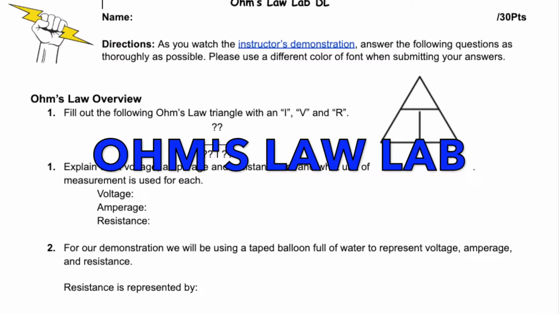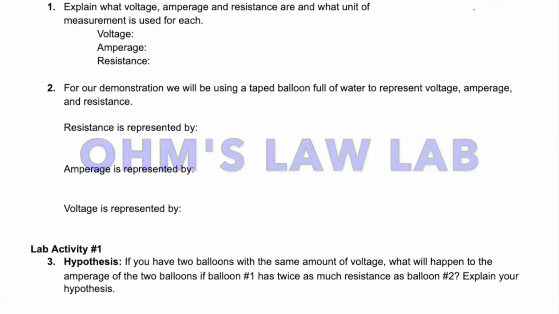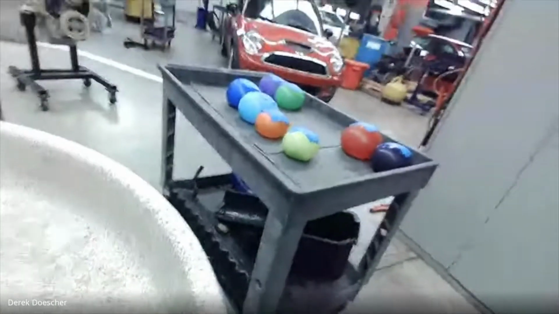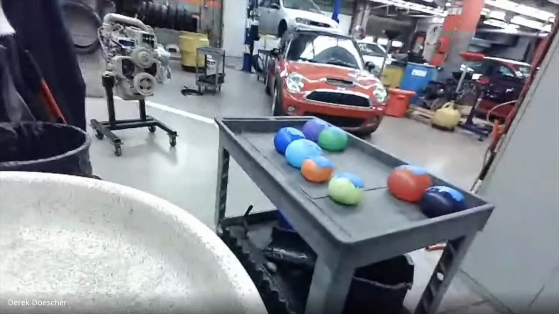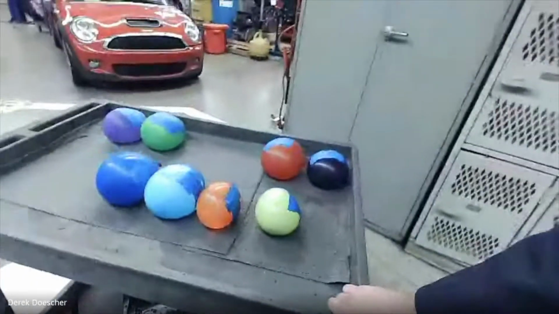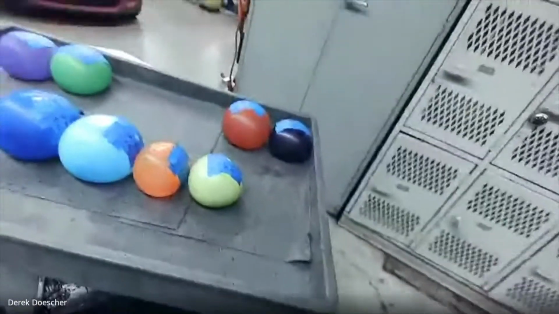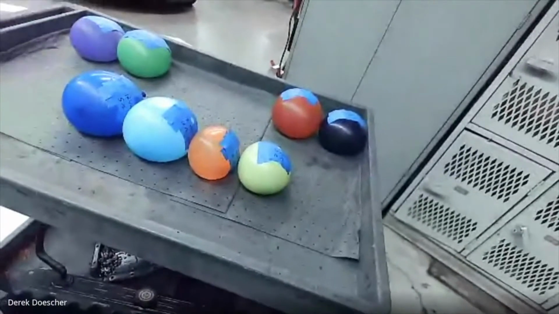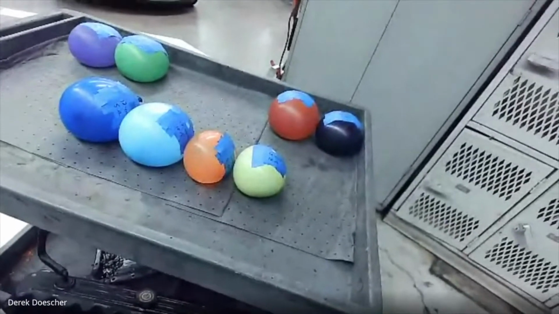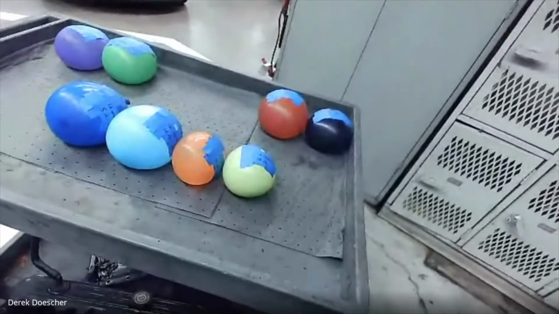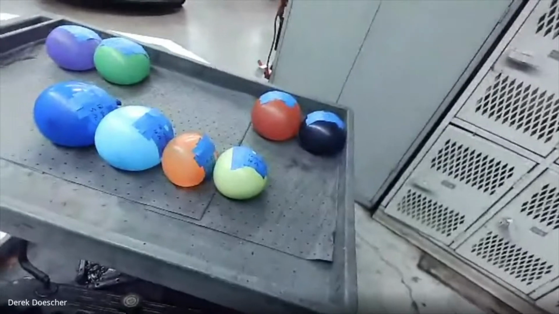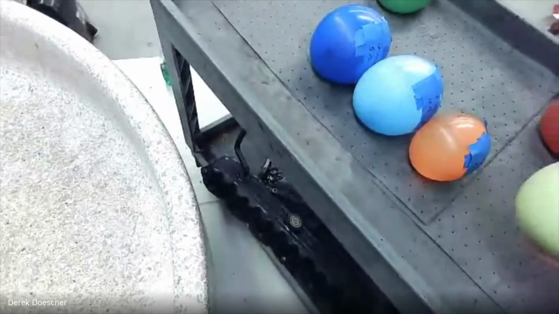This video will help you fill out your Ohm's Law lab. But we're actually going to use water balloons to illustrate the relationship between amps, volts, and resistance. It's a great way to illustrate how each one affects each other. It's a way we can physically see the difference in how they interact with each other, as long as everything goes with plan. So here's one example.